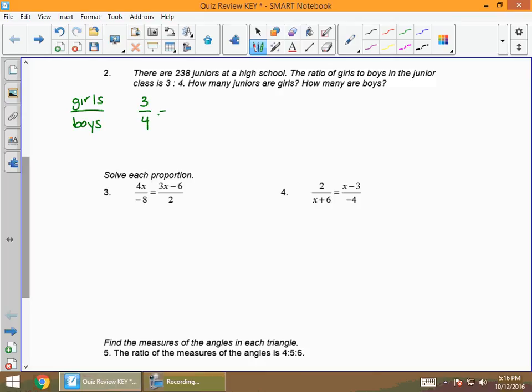And it wants to know how many girls there are. So I'm going to start with girls. I'll use the G to represent girls. Now something we do have to know. If there are 0 girls, there are 238 boys. If there is 1 girl, there's 237 boys. If there are 2 girls, there's 236 boys. So however many girls there are, if I want to know the number of boys, I will take 238, the total number, and subtract the number of girls.